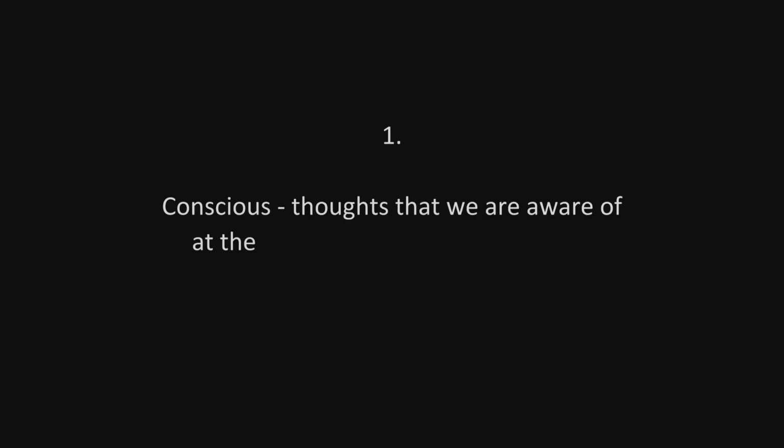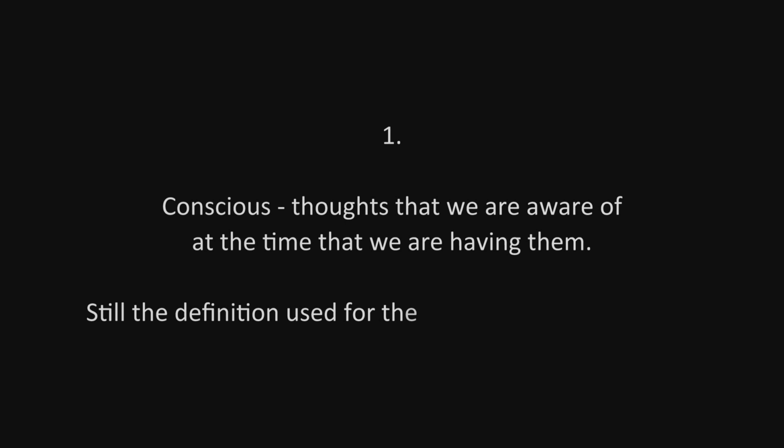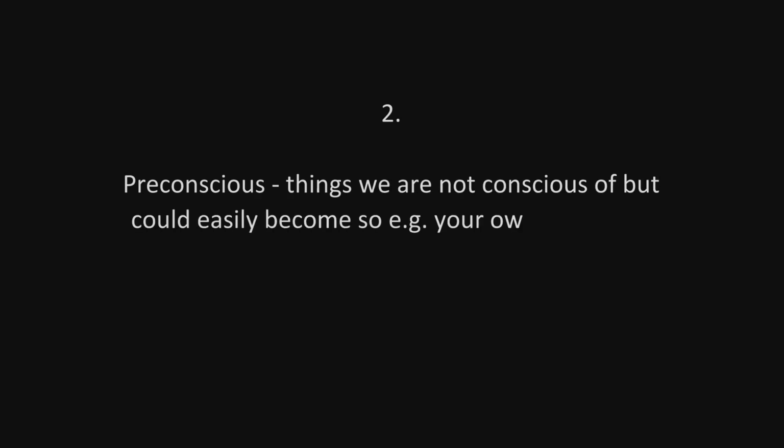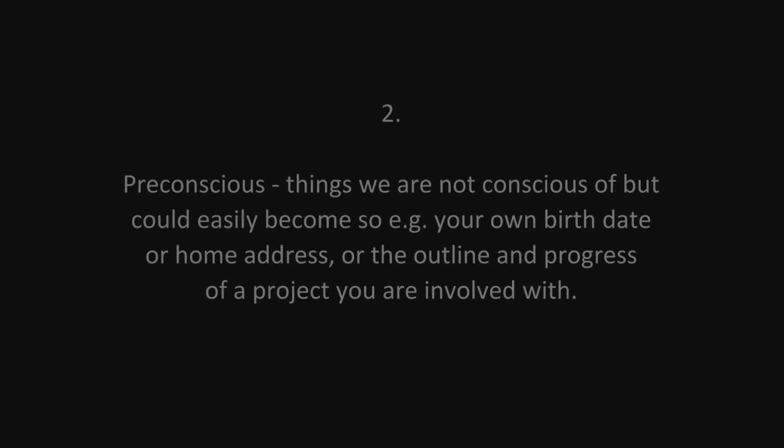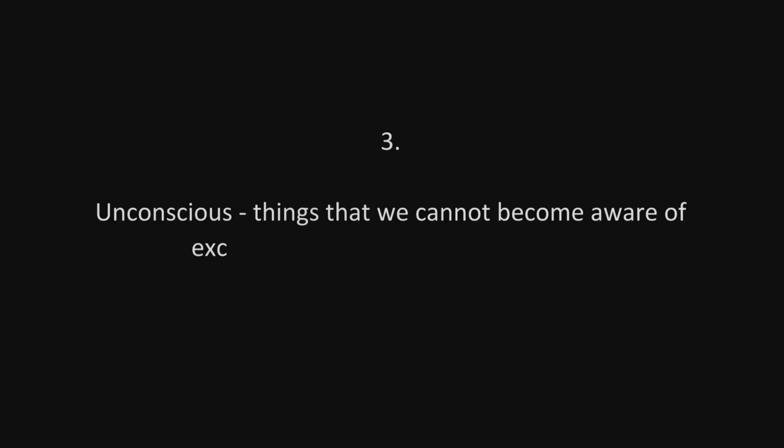Freud proposed 3 different levels of awareness of mental processes. Level 1, the conscious level, are thoughts we are aware of at the time we're having them. This is still the definition used for the content of consciousness. Level 2, the preconscious content of the mind, includes thoughts and memories that we're not conscious of at the moment, but could easily become aware of if we attended to them. It includes things such as your birth date, or home address, or the outline and progress of projects you're involved with. Level 3, the unconscious content of mind, includes things that we cannot become aware of except under special circumstances.